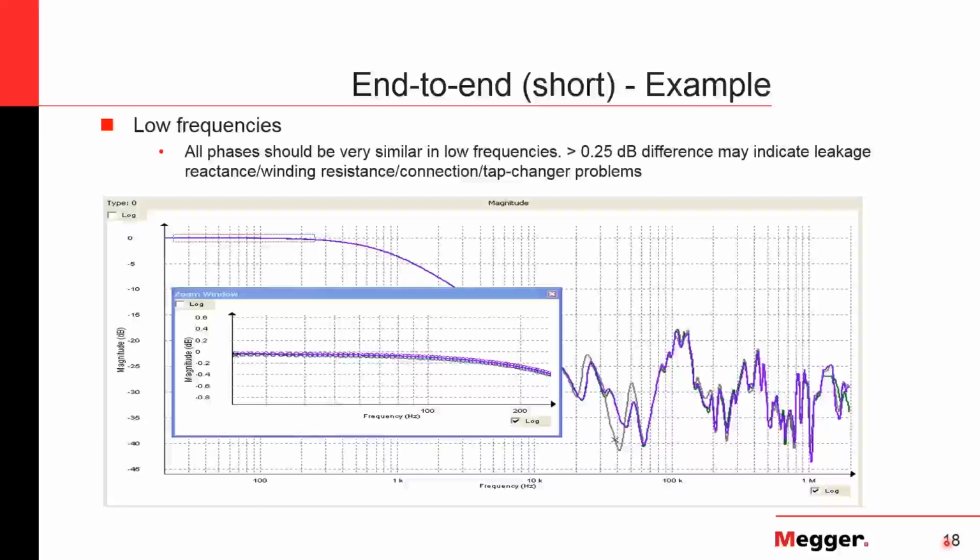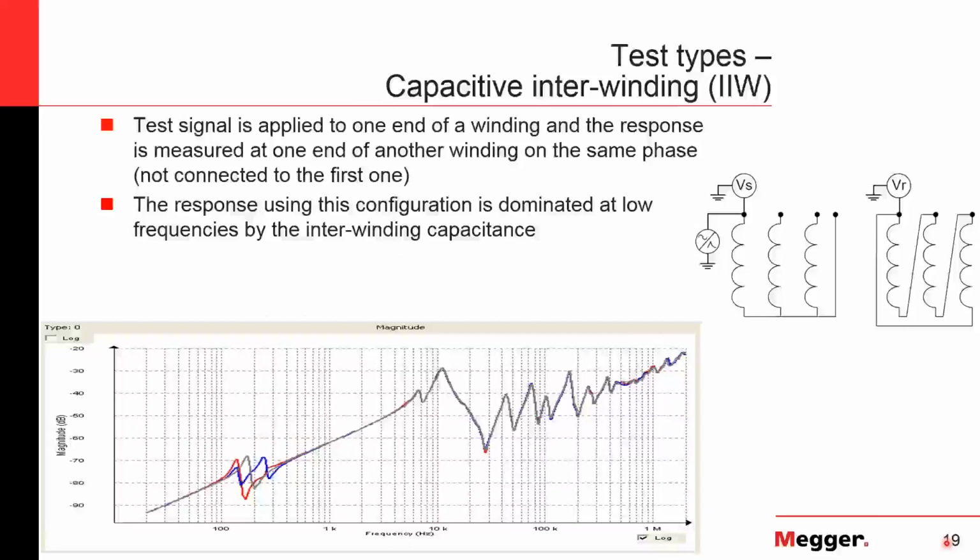At the low frequencies, all 3 phases should be very similar, and you really want less than 1/4 dB difference. If you have something greater than that, there might be some kind of leakage reactance or winding resistance problem there. But you should have a nice flat response for all 3 phases.